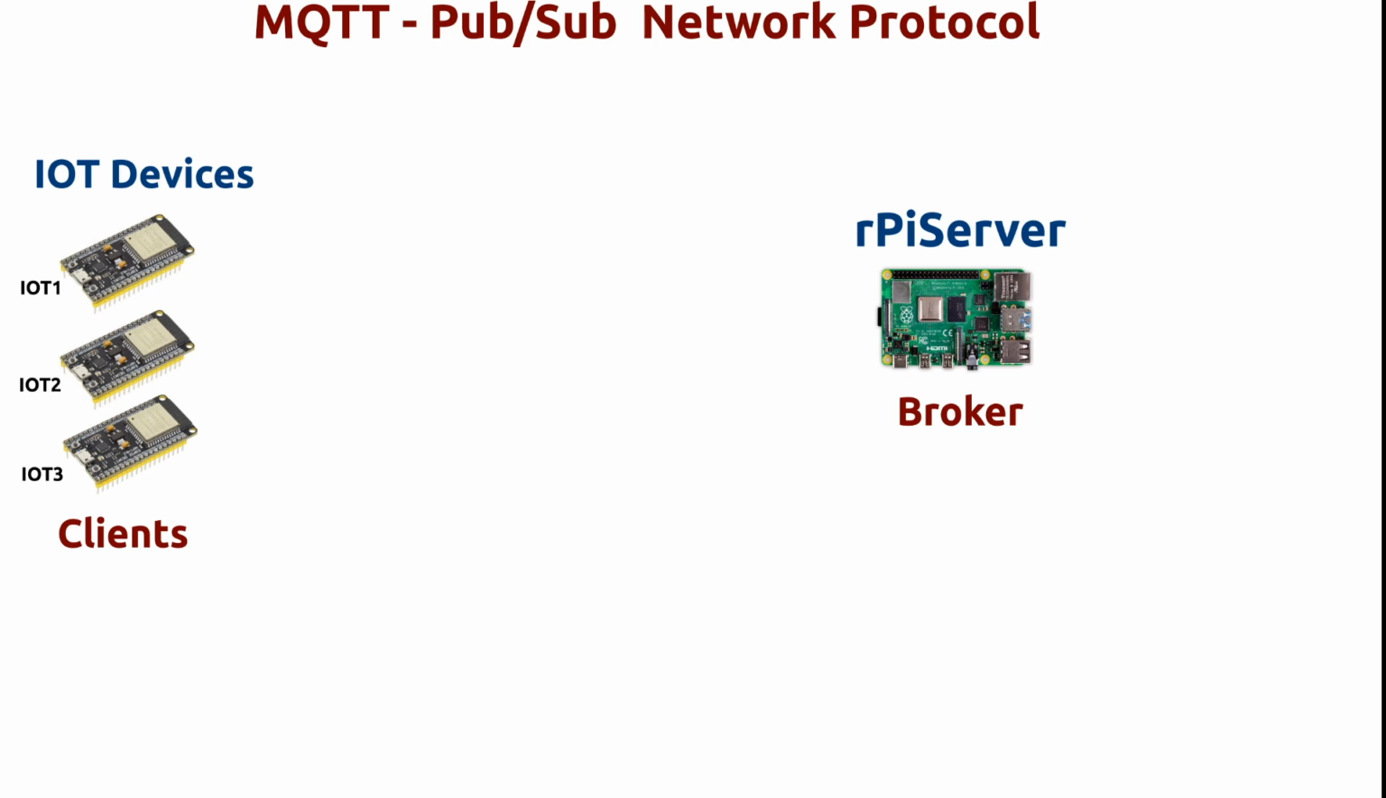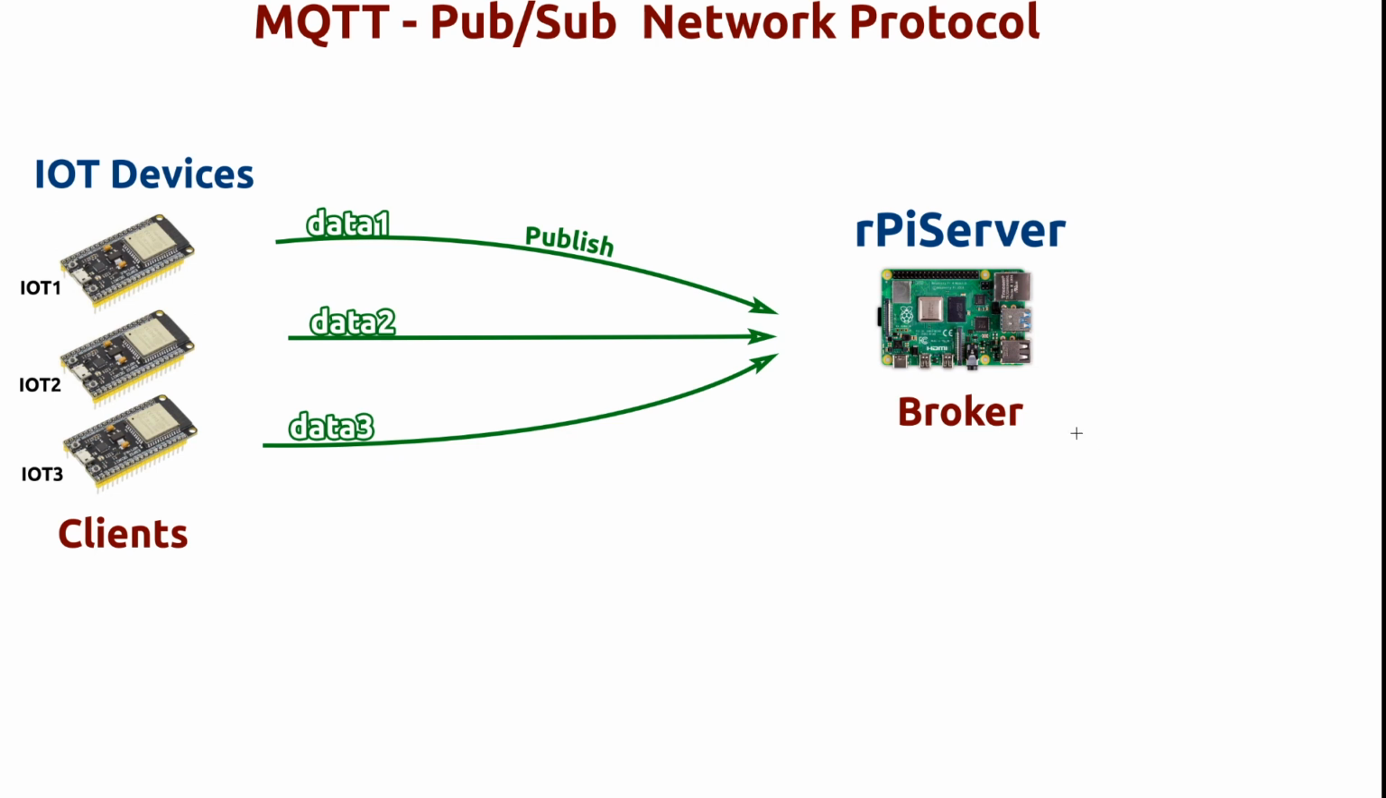Now, the clients are able to send data across to the broker. And this is considered publishing the data. So data would come through from each of these devices. In this case, you've got data 1, data 2, and data 3 coming through, being published to the Raspberry Pi server. The broker needs to know what this data is and where it's coming from.